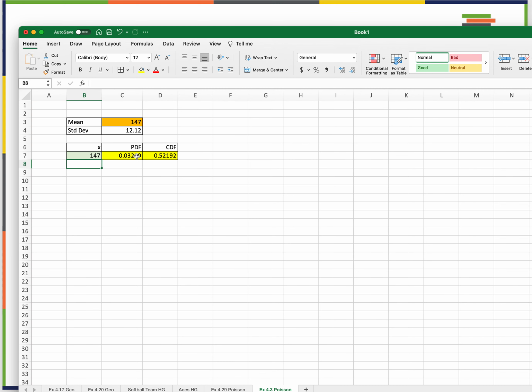Oh, the probability is only 3% there. But the cumulative probability is 50%. So where's the cumulative probability at? 145. Ooh, it drops, it changes pretty quickly. So it's about 146, 147, somewhere in there. It's pretty close to 147.